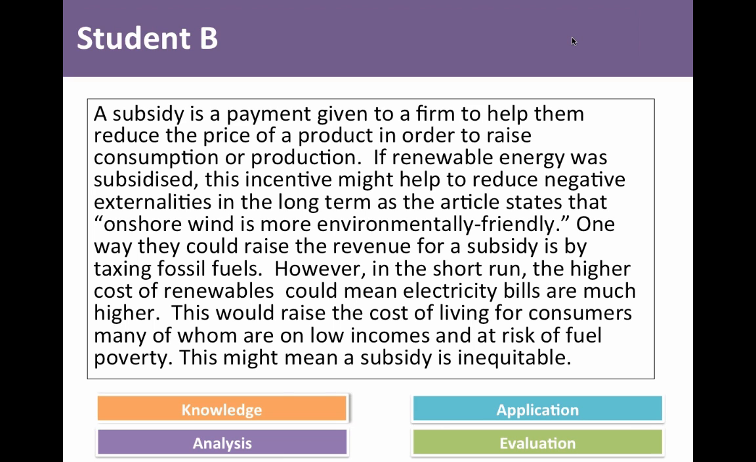If renewable energy was subsidized, this incentive might help to reduce negative externalities in the long term, as the article states that onshore wind is more environmentally friendly. One way they could raise the revenue for a subsidy is by taxing fossil fuels. However, in the short run, the higher cost of renewables could mean electricity bills are much higher. This would raise the cost of living for consumers, many of whom are on low incomes and at risk of fuel poverty. And this might mean a subsidy is inequitable.